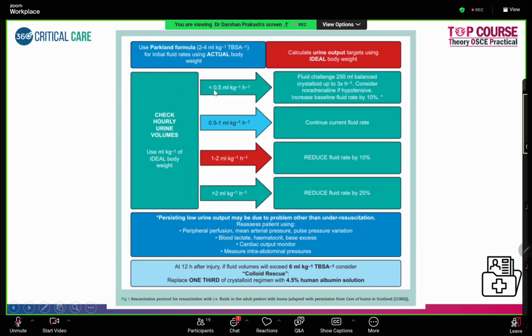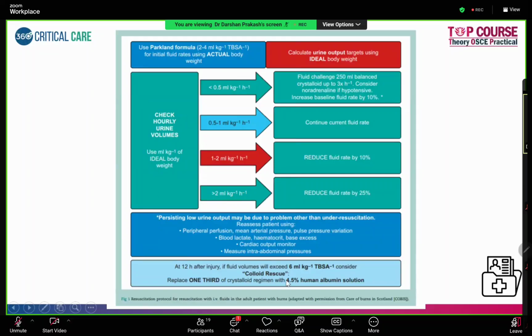If it is less than 0.5 ml per kg per hour, first give a fluid challenge of 250 ml per hour up to 3 hours, and then consider adding noradrenaline or increase the fluid rate by 10%. If the urine output is more than 0.5 ml per kg per hour, that is between 1 to 2 ml per kg, reduce it by 10%. If it is more than 2 ml per kg per hour, reduce it by 20%.